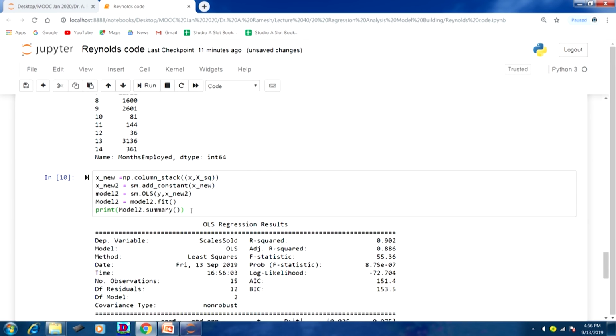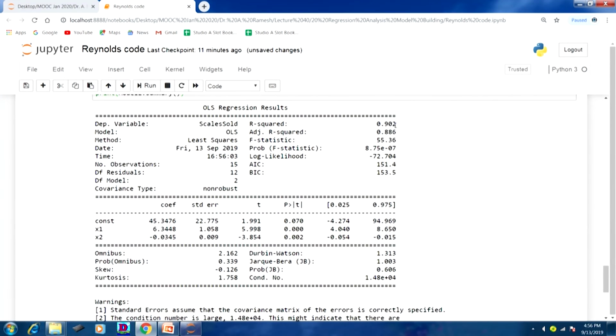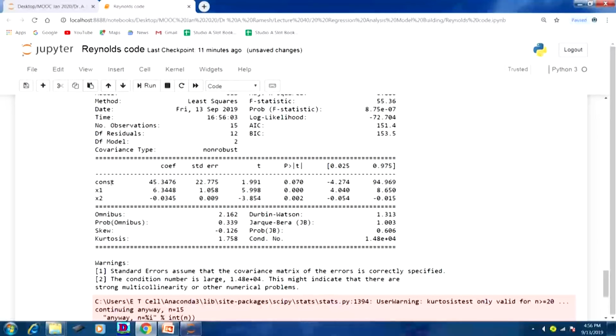Now what is happening, when you look at this, the r square is previously 0.7, now it is 0.9, so the r square value has improved, so the model is a good model. The adjusted r square is also 0.886, that suggests the model is good. Look at the p value of the f statistic. When you look at the p value, this is very low, less than 0.05, that means that the overall model is significant.